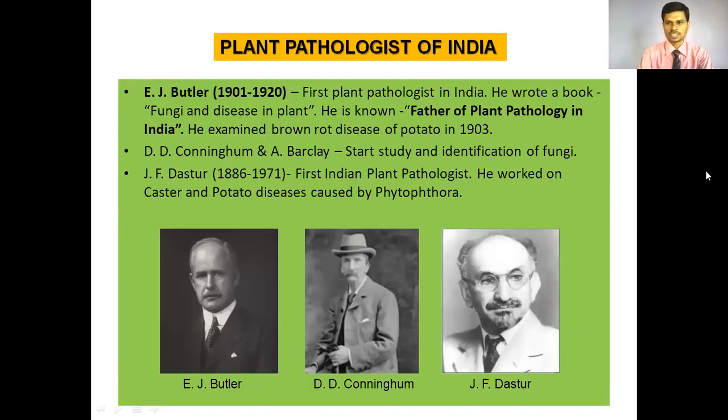Then let's see the plant pathologists in India. Scientist E.J. Butler, called the father of plant pathology in India, wrote a book, Fungi and Disease in Plants. He also examined brown rot disease of potato in 1903. D.D. Cunningham started the study and identification of fungi. Then J.F. Dastur, the first Indian plant pathologist, worked on castor and potato diseases caused by Phytophthora.